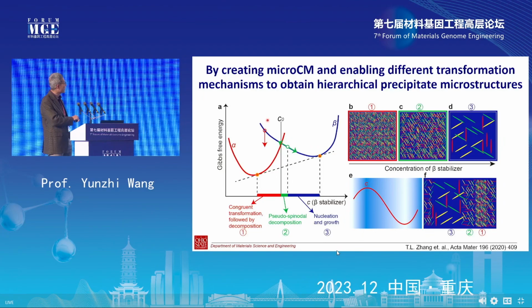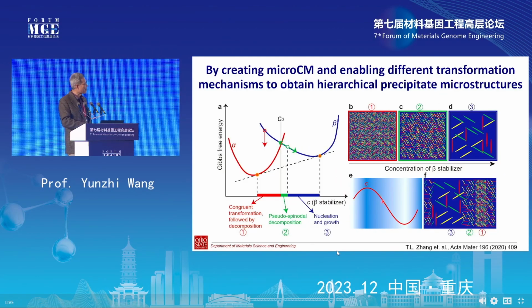And from this side, you have congruent transformation and then phase separation. On this side, you can have the classical nucleation and growth. If you are close to this crossing point, you can have the so-called pseudo-spinodal mechanism. So if you have a concentration modulation and different mechanisms, you can develop different scales of microstructure.